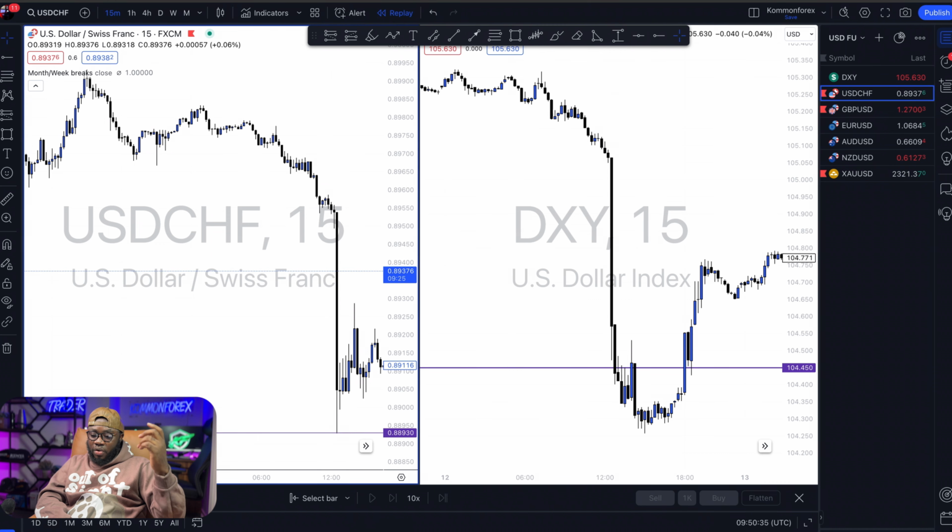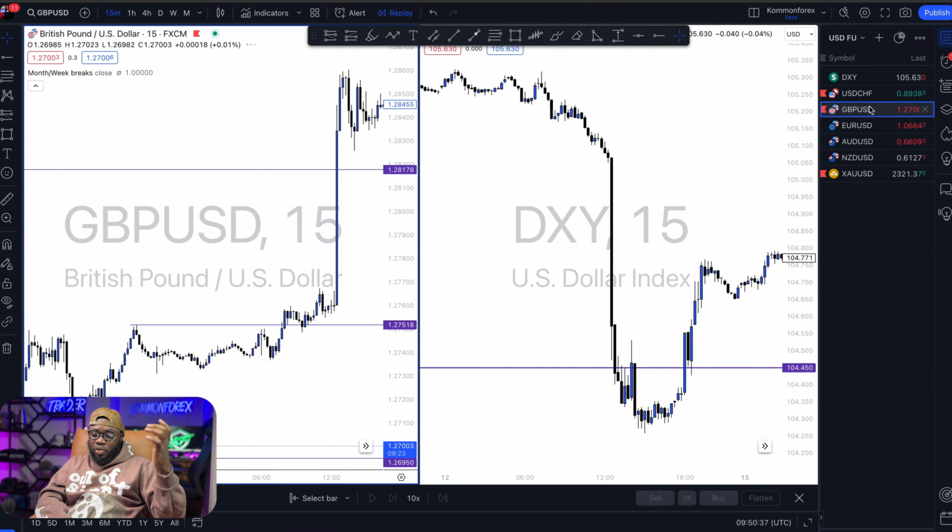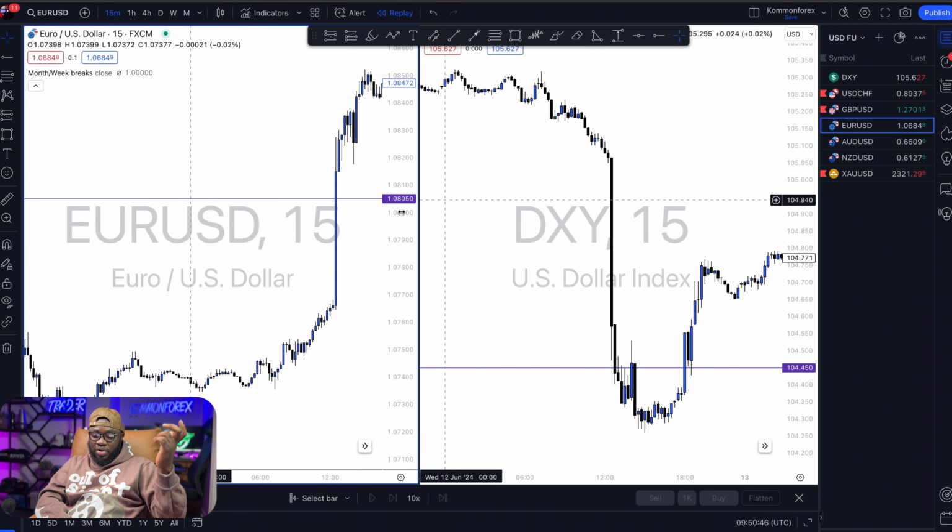Now, let's look at the other cross pairs. It means that at the same time, you're also looking to buy GBP USD. You can see that done clearly here. It went on a strong buy as well. You're also looking to do the same corresponding trade for Euro USD.